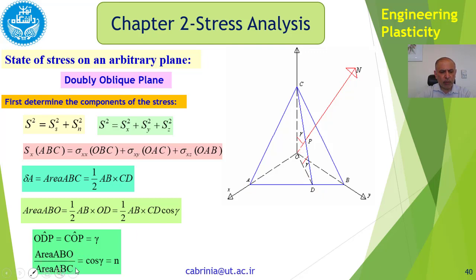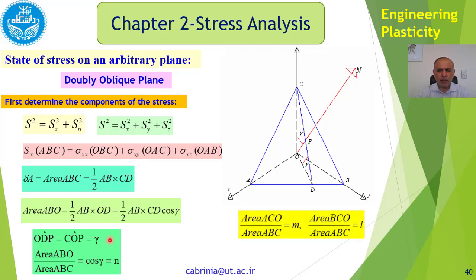Area ABO divided by area ABC, and these two, AB times CD times half, cancel each other out. We only get cos gamma. And we know the cosine rules, we usually write down cosine alpha equal to L, cosine beta is equal to M, and cosine gamma is equal to N, L, M, N. We call them cosine ratios, right? You have done this before. So we get here cos gamma or N, and therefore, similarly for other areas, like AOC and OCB, we can write these equal to M and equal to L, as I mentioned before.